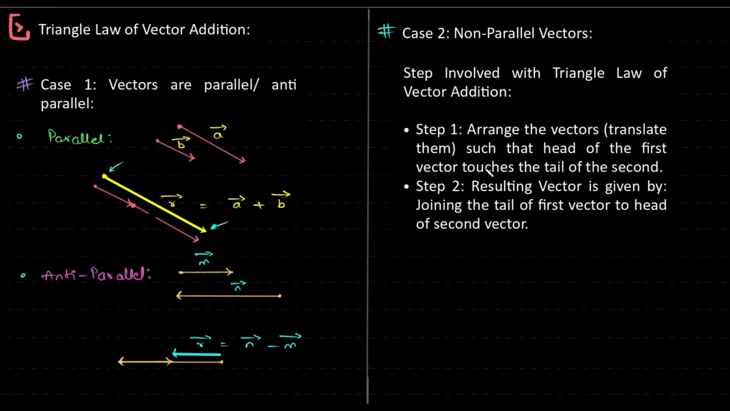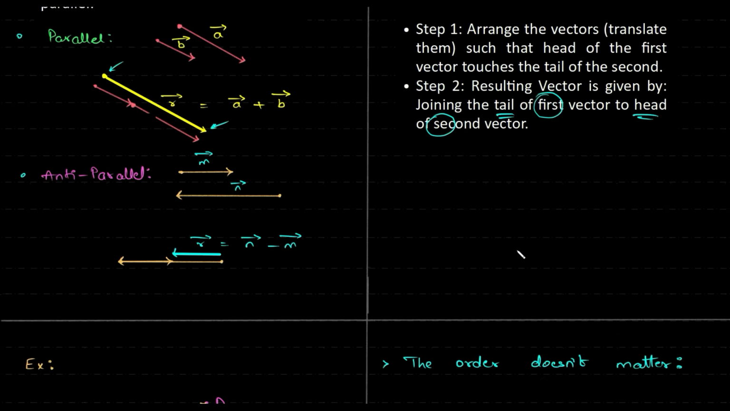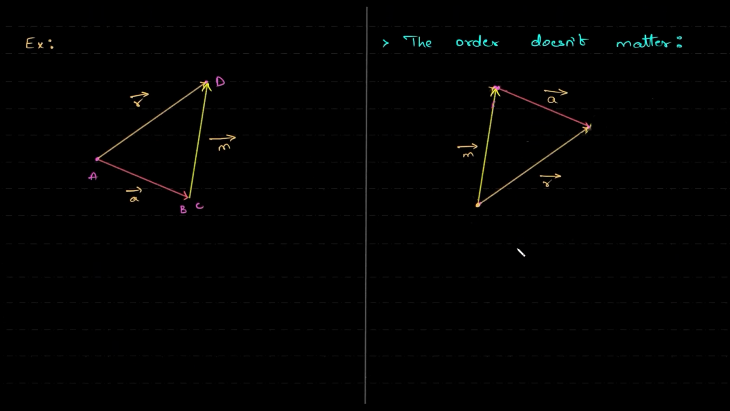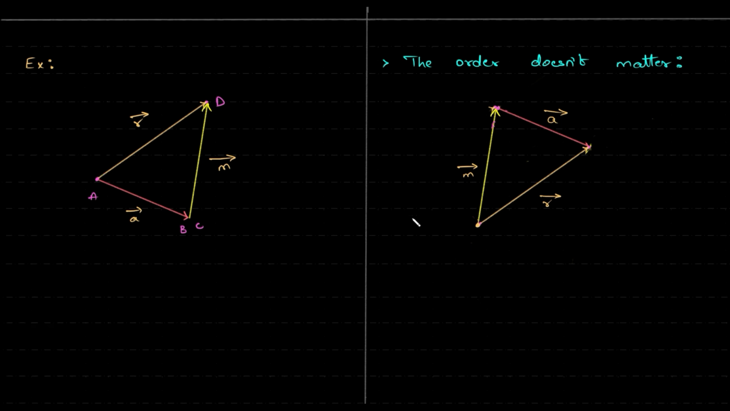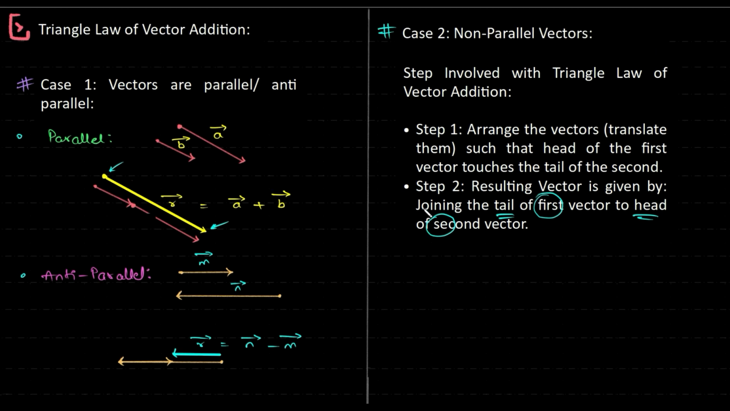So step 1 is to arrange the vectors. Step 2 is to join the tail of the first vector with the head of the second vector. This is the funda. Okay. So we have the example. So A and B, and that's your resultant R. Sorry, A and M and A, and still the result is the same. Okay. So you can pause and copy it off.